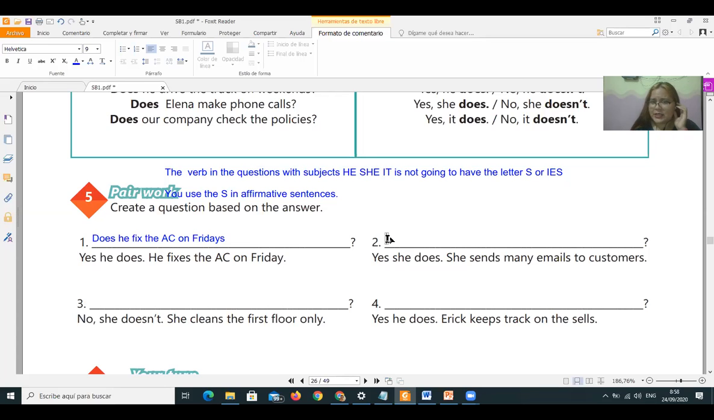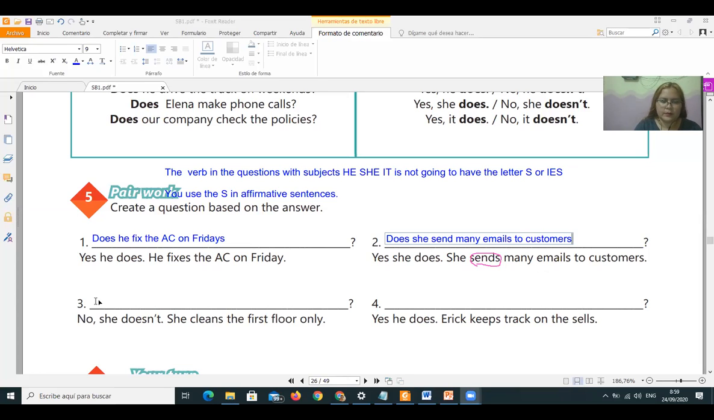What about number 2? Yes, she does. She sends many emails to customers. What is the question? Does she send many emails to customers? Good. Yes, she does. No, she doesn't, right? And look at the answer. The answer is affirmative. So that's why we have sends, because the answer is affirmative. She sends. Okay, what about the next one?